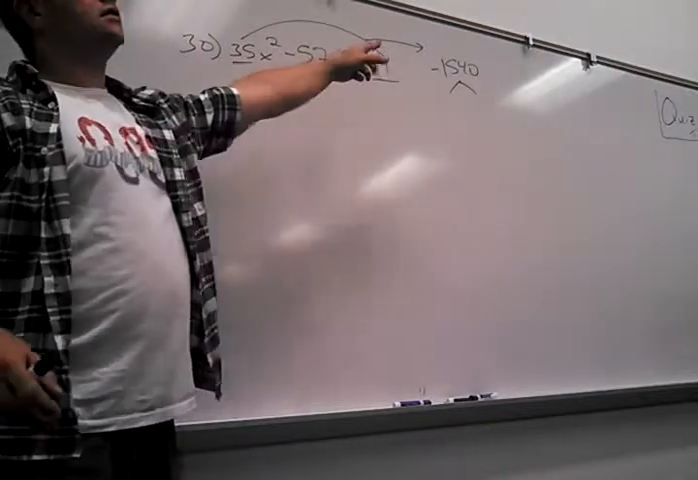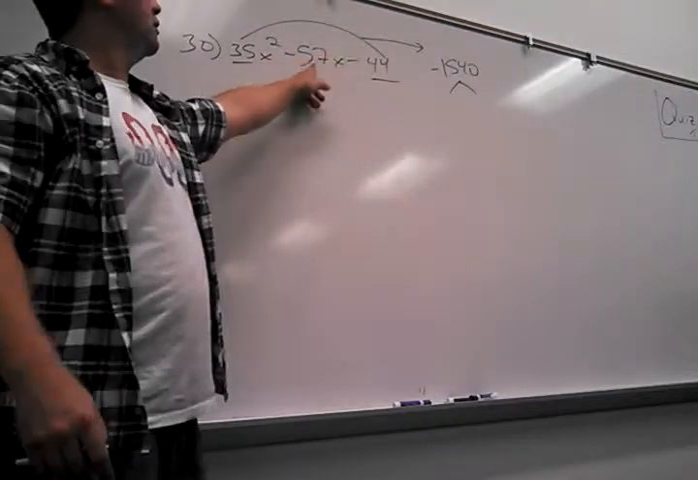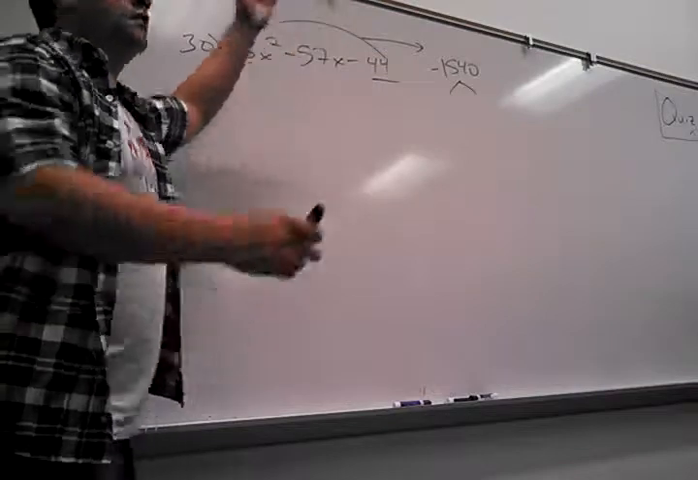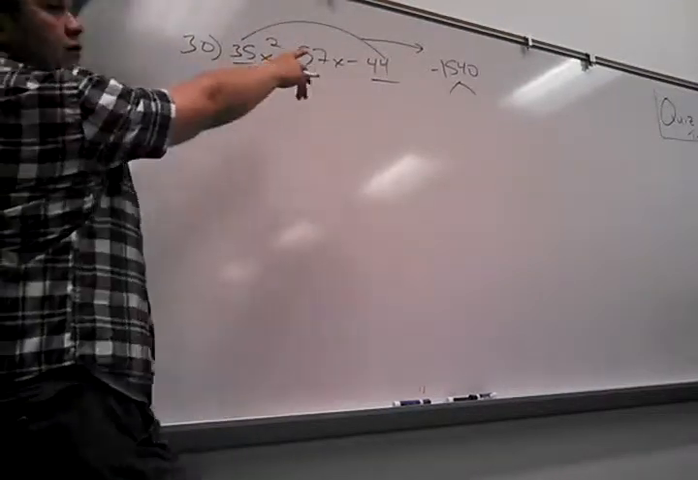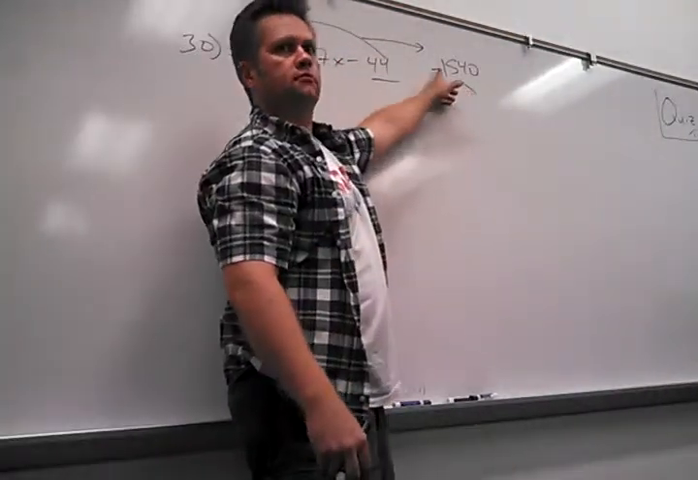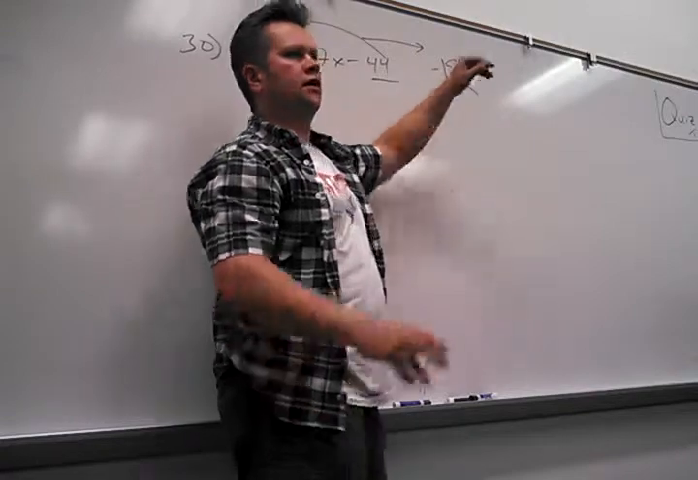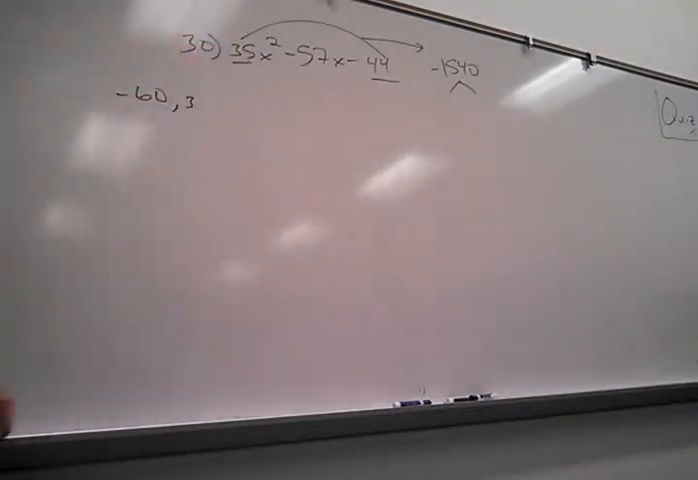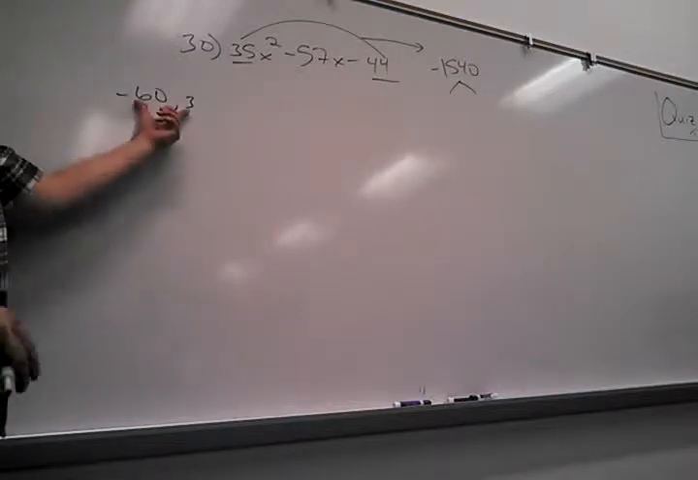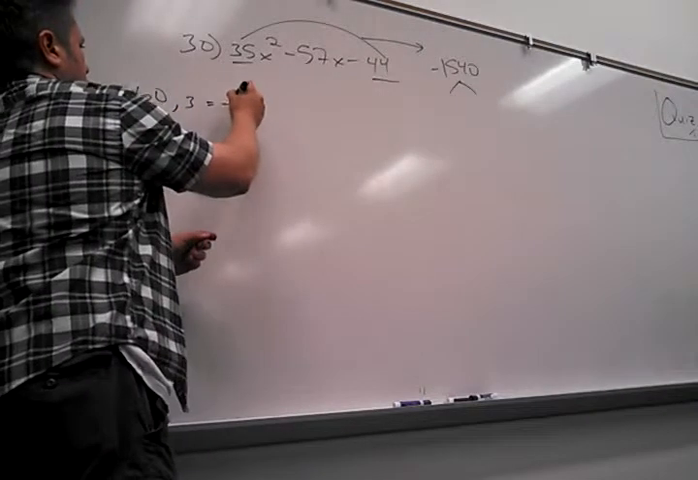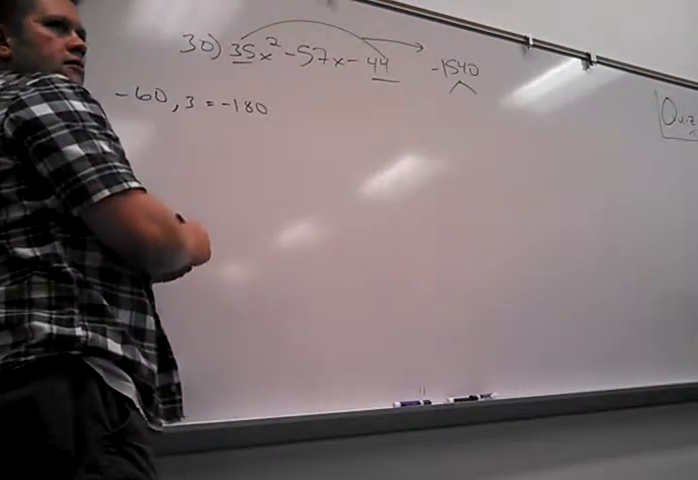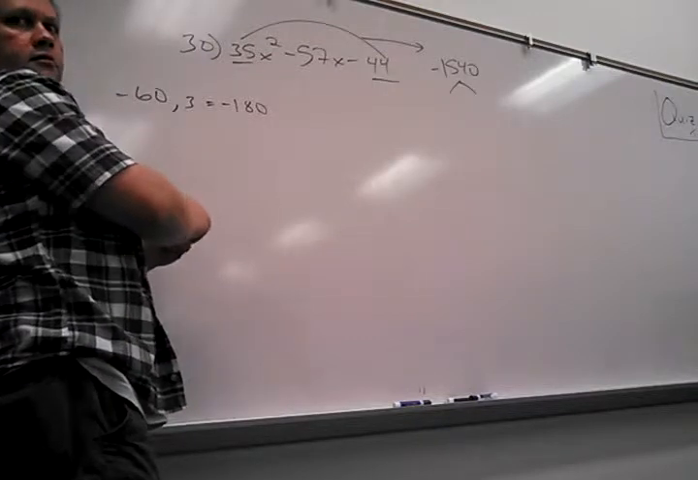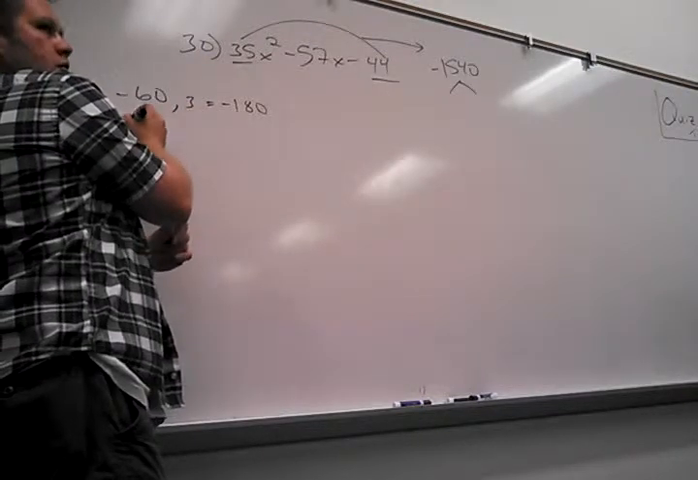So this is a really good example of a place where I'd rather just start with a guess. For example, there's a silly place to start. They have to be different signs, right? Because they have to multiply to a negative. So I could do something like negative 60 and 3. That would make negative 57, but that only multiplies out to be negative 180. That's no good. Way too small.